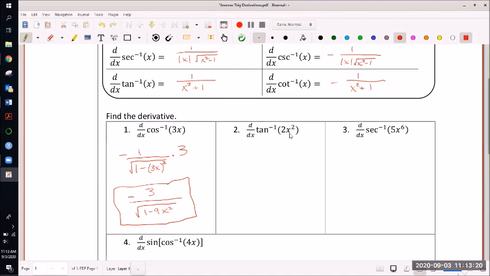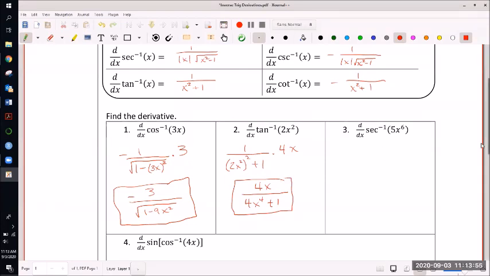Okay, I have the inverse tangent of 2x squared. Again, I'm going to apply the chain rule. So the derivative of the inverse tangent would be 1 over x squared plus 1. This is the argument squared, so that would be the 2x squared squared plus 1. And then I multiply it by the derivative of the inside, which is 4x. Again, simplifying this down, I'll get 4x over 4x to the 4th plus 1.